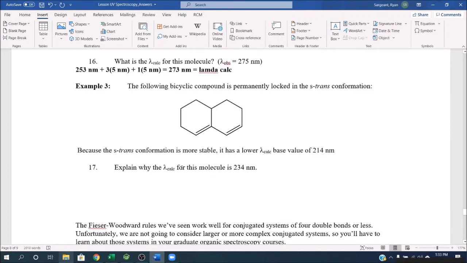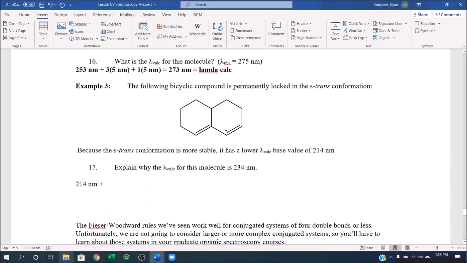The next example finally gives us an S-trans conformation. So notice how these two pi bonds across that single bond are locked in trans arrangement. And because of the ring structure, they really are not free to undergo a rotation. So this one has a base value of 214. So that's my base, 214 nanometers plus. And it says that the lambda calc for this molecule is 234. So we're going to add 20 more nanometers. Well, let's find out where those are coming from.